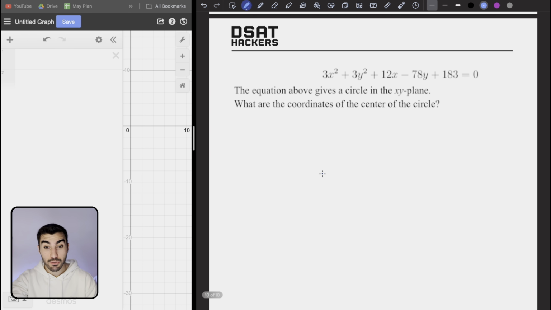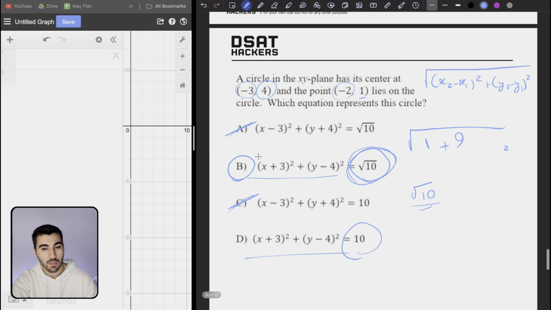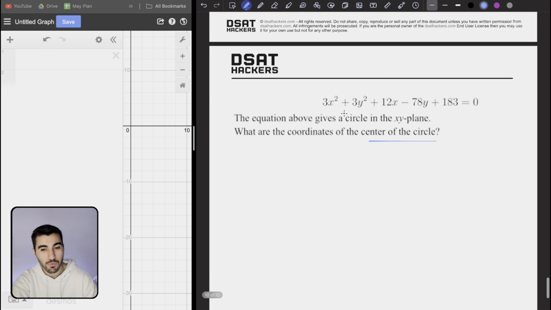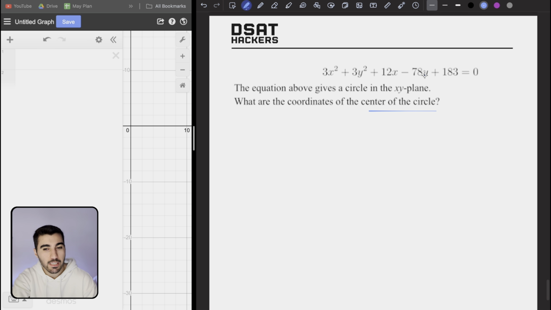All right, we got the last question from the equation of the circles. The equation above gives a circle in the xy plane. What are the coordinates of the center of the circle? Okay, so this time we see a different type of equation. This is not the type of equation that we see here. We don't know what the center or the radius is by just looking at the equation, right? So what can we do here to find the center of the circle?